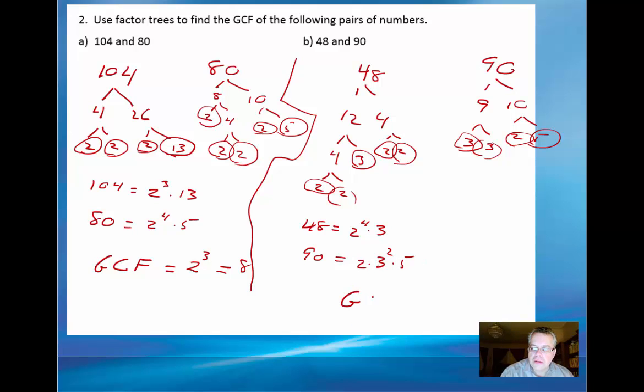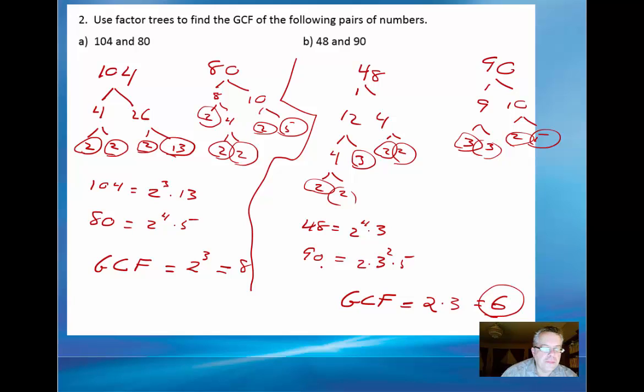Okay, let's see what they have in common. So the greatest common factor. Well, 48 has 4 factors of 2, 90 only has 1. So they have 1 in common. They both have at least 1 three, so it's 2 times 3, and that's all they have in common. So the greatest common factor is 2 times 3, which is 6. So we see what prime factors they have in common, and when we multiply those together, we get the greatest common factor.